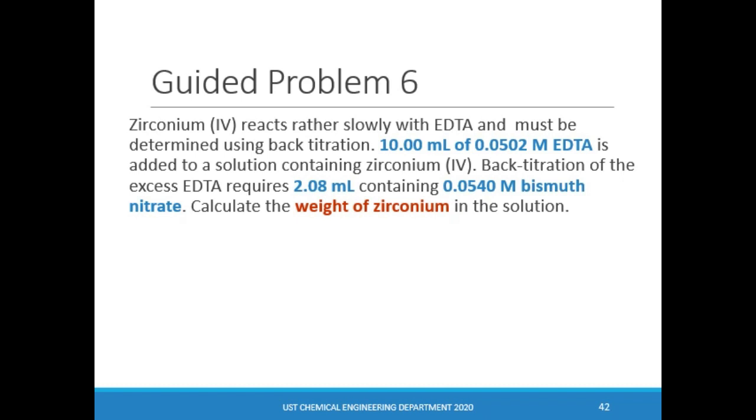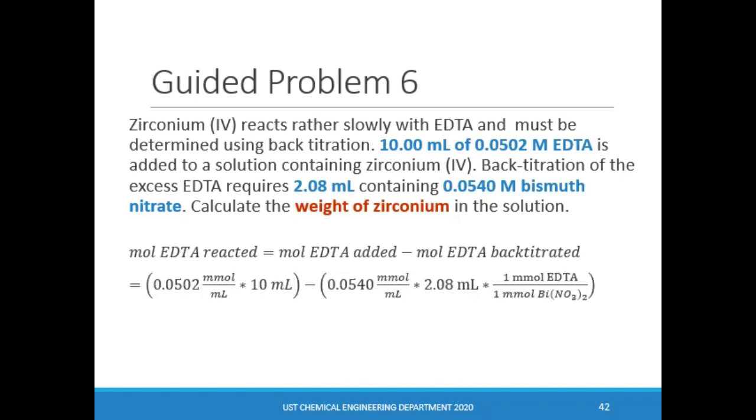To solve this, again, we get the actual moles of EDTA reacted by getting the difference of the total moles of EDTA initially added and the moles of EDTA obtained from back titration. To get the total moles added, multiply the EDTA concentration by the volume used. To calculate the excess moles of EDTA from back titration reaction, first, get the moles of bismuth nitrate by multiplying its concentration and the volume used. Then, get the moles of EDTA using stoichiometric ratio. Remember that the multi-dentate EDTA forms a 1:1 complex with metals. Calculating, we get 0.3897 millimoles of EDTA reacted with zirconium.